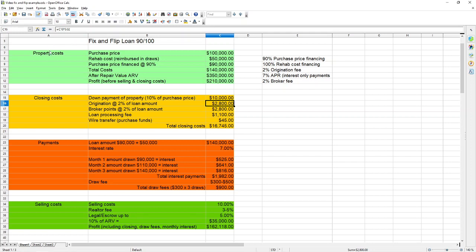So we also have the different categories of the loan that we're going to walk through. We have property costs, which are basically the broad overview of what the deal looks like. We have closing costs, which is what is paid at closing, different costs associated with the loan. We have payments that are made throughout the duration of the loan, and we also have some selling costs that are incurred when the property is offloaded or exited by the investor.